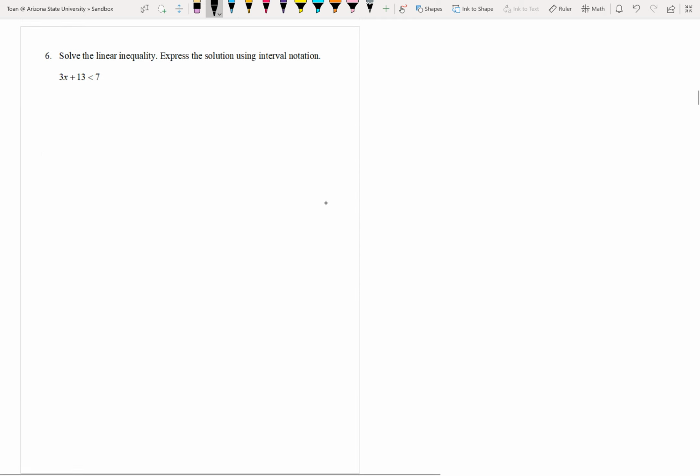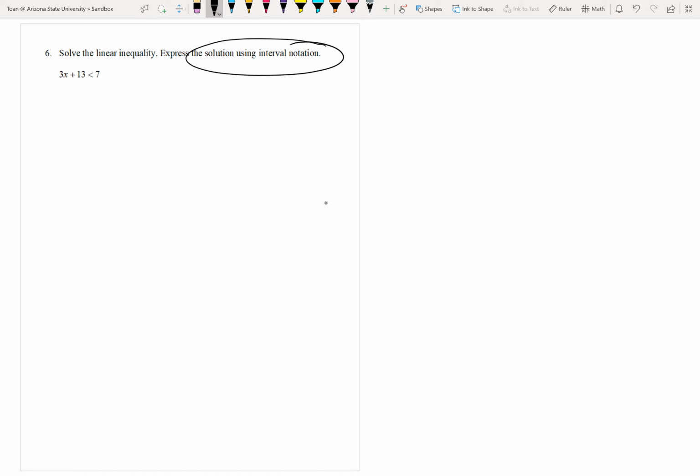Number 6 is a straightforward linear inequality. Hopefully it wasn't too challenging, but notice the instruction wanted interval notation. By now, I expect you to know what interval notation is. If you do not know what interval notation is, well, you need to see me sometime outside of class, and we need to get you caught up. But this is just straightforward solving for x.